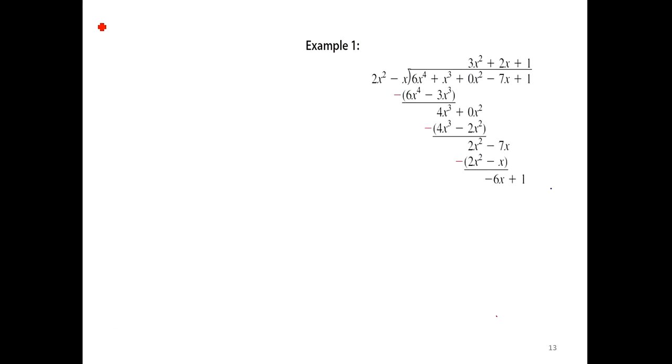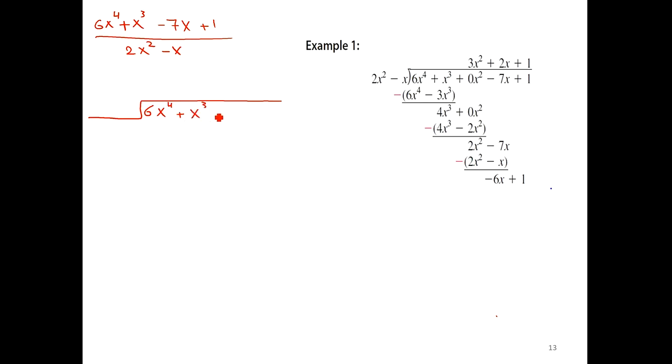We need to find 6x to the power 4 plus x to the power 3 plus or minus 7x plus 1 over 2x squared minus x. Okay, now we have A over B. We put A: 6x to the power 4 plus x to the power 3 minus 7x plus 1, over 2x squared minus x.